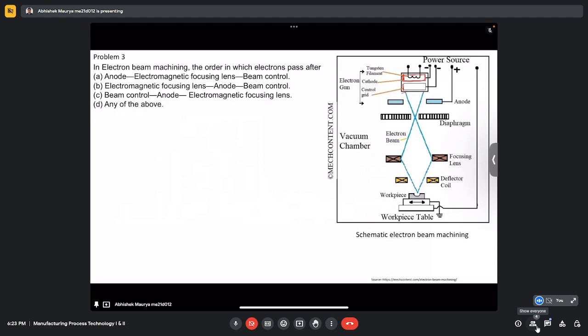So as you have already studied in your earlier classes, because of thermionic emission, electrons can be produced from the cathode, and therefore they are also called cathode rays. So here we have a tungsten filament. The job of the tungsten filament is to increase the temperature.